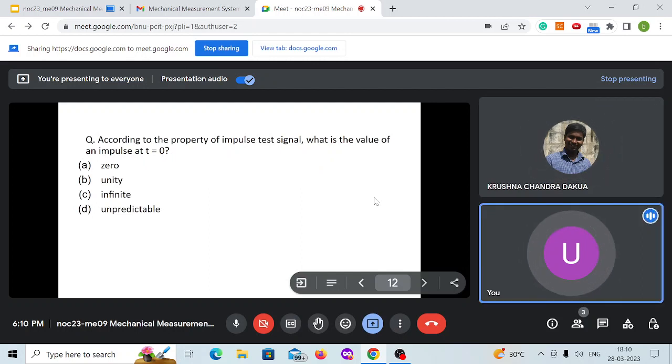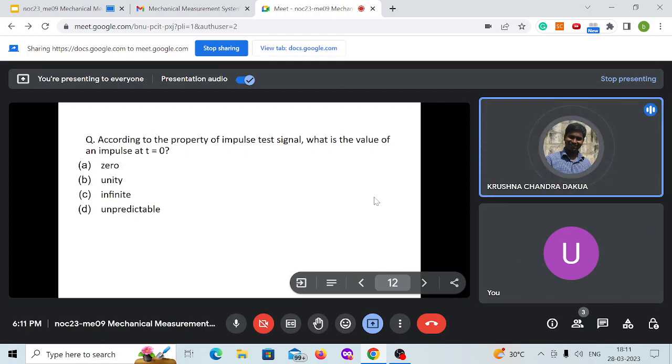According to the property of impulse test signal, what is the value of an impulse at t equals 0? A, 0. B, unity. C, infinite. D, unpredictable.